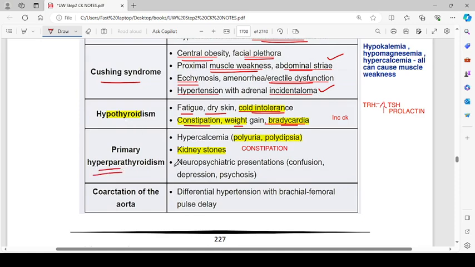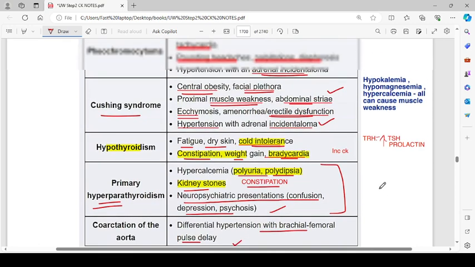Then primary hyperparathyroidism, hypercalcemia leads to polyuria and polydipsia, kidney stones, constipation, neuropsychiatric presentations, confusion, depression, psychosis. So these are associated findings, like there will be hypertension and these findings will also be present. Moans, groans, psychiatric overtones. Then coarctation of aorta, differential hypertension with brachiofemoral pulse delay.